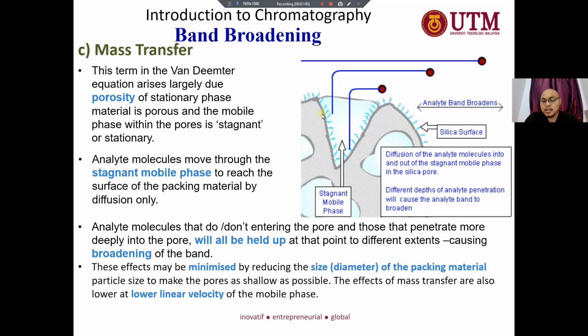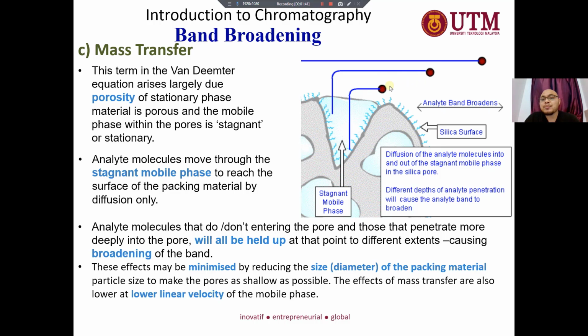When the stationary phase has a high porosity, the mobile phase inside the pores becomes stagnant. When the mobile phase in the pores becomes stagnant, it will not be able to bring the analytes out from the pores and move with the flow of the mobile phase. So when that happens, the analytes will diffuse or penetrate deep inside the pores, and they will only be able to reach the mobile phase, or the flow of the mobile phase, via diffusion.